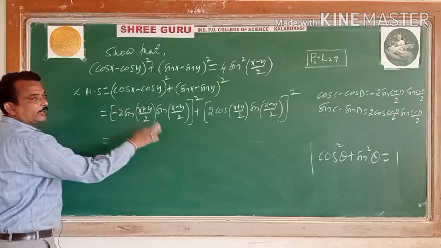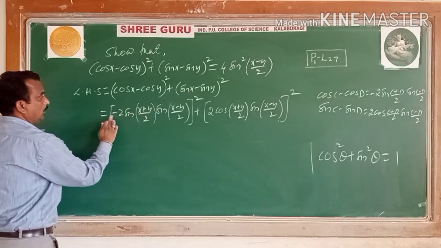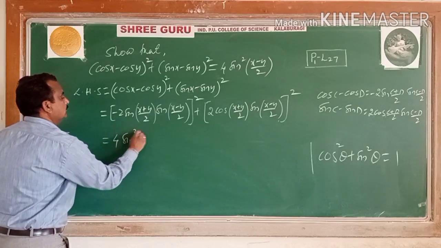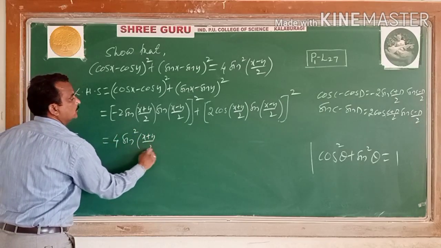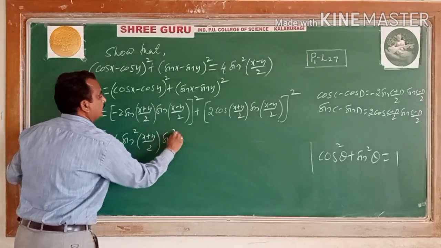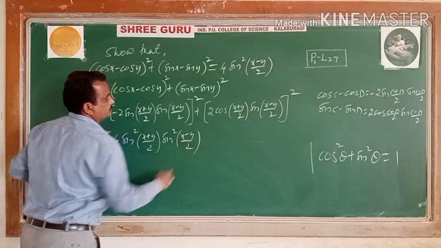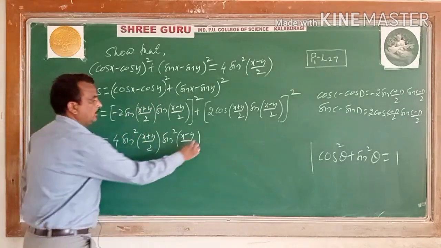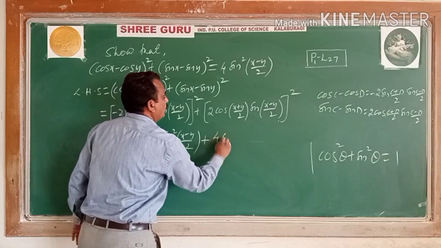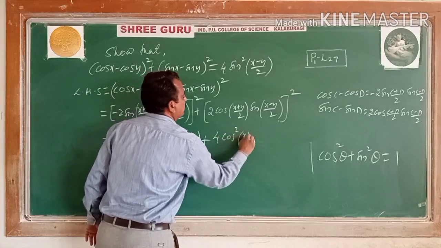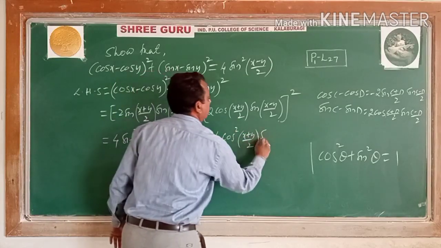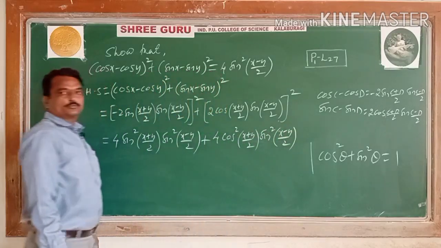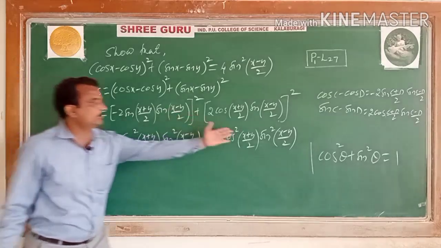Take that square inside a bracket. These are the product terms. All the terms are products. Minus 2 square, 4, minus 2 square, square of this one: sin square of (x plus y) by 2, sin square of (x minus y) by 2. Taking those squares, whatever it may be; if cube, you can take it in cube. Similarly, 4 cos square of (x plus y) by 2 sin square of (x minus y) by 2. Squares taken there.